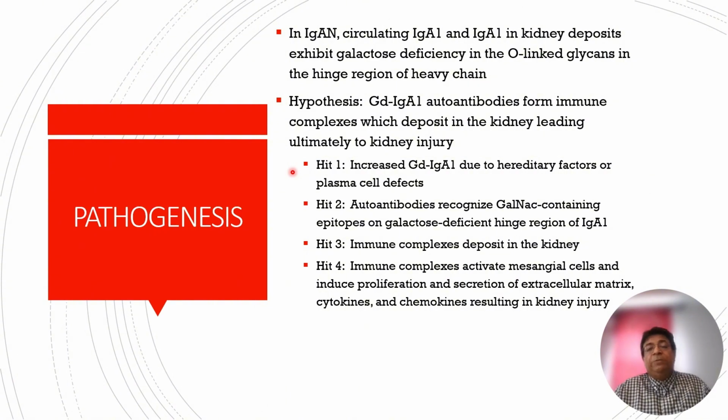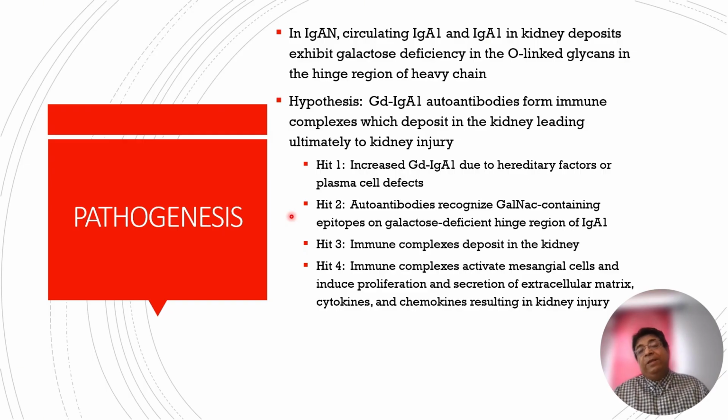So the first hit is that you have increased galactose deficient IgA1 due to hereditary factors or plasma cell defects. And then we'll talk about how these aspects can lead to therapeutic innovations, and a lot of therapeutic innovation has occurred in the recent past, and we'll talk a little bit about that. So first step is that you have increased galactose deficient IgA1. And then you will develop autoantibodies to the GalNAc containing epitopes on the galactose deficient hinge region of IgA1.